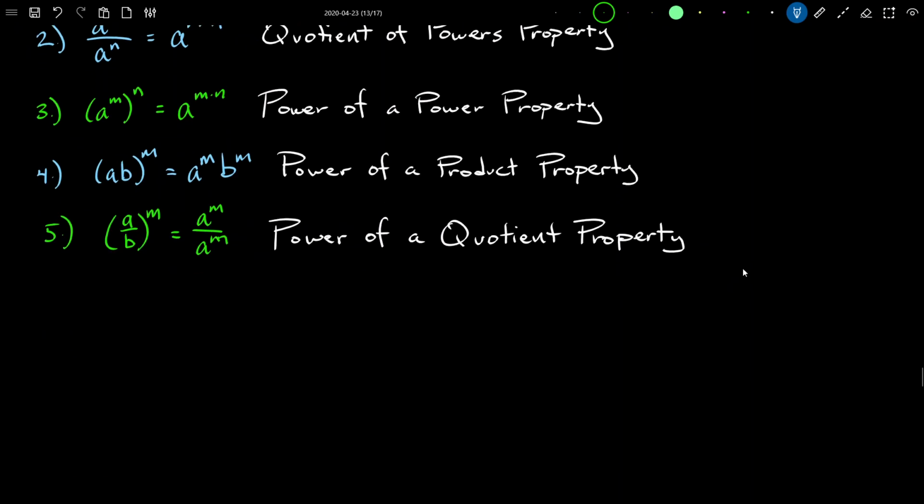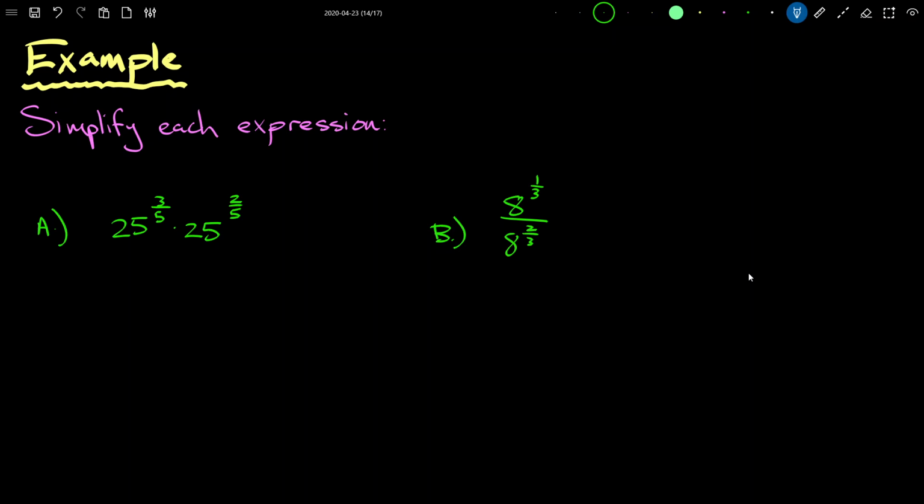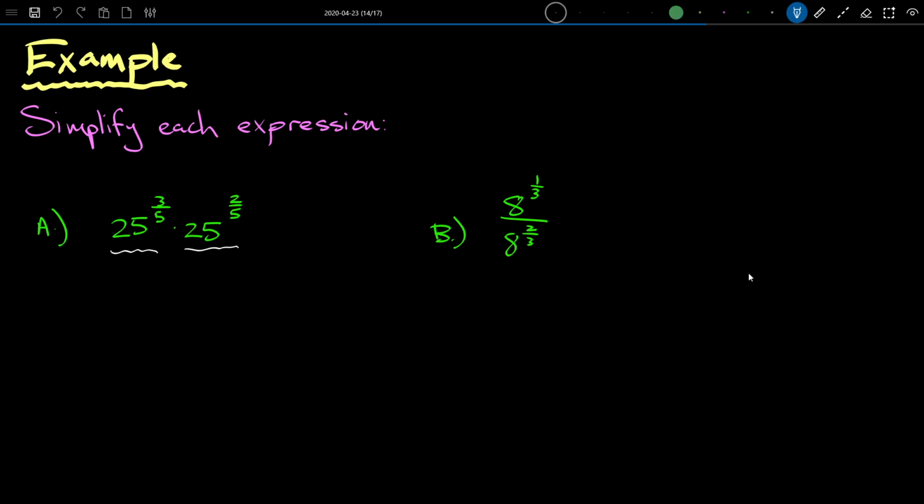Okay, now we're going to use some of these properties on the final examples here, because I thought maybe you'd need that refresher. So I've got 25 to the 3/5 and 25 to the 2/5. If I would do them individually, neither one works out nicely. But what I can do is put them together first because they both have the same base. So I'm going to put them together as a single 25 and add their powers together.